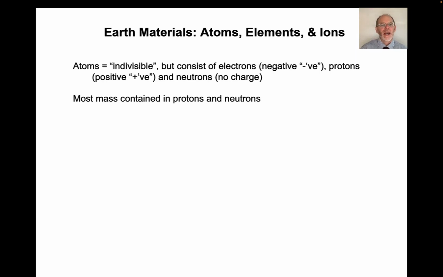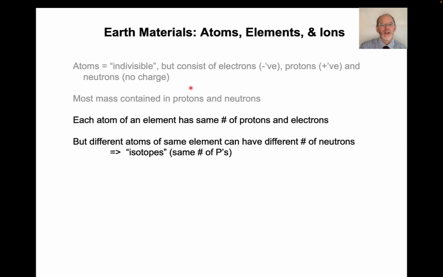So, atomic terminology. The term atom comes from a root word that means indivisible, but in fact we know that atoms are divisible because they consist of electrons, which have a negative charge. This little dash apostrophe e is negative. Protons have a positive charge. They're in the nucleus, so we use this term positive. And neutrons have no charge. And as we've talked about in previous lectures, most of the mass is contained in protons and neutrons.